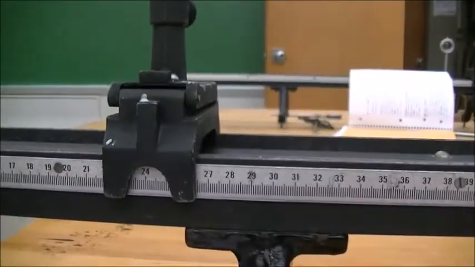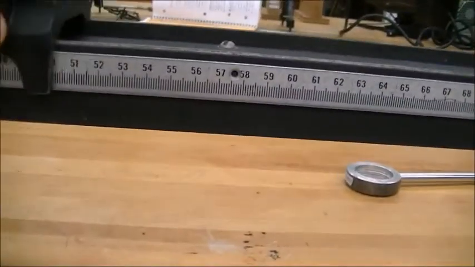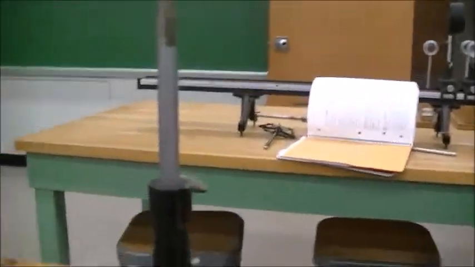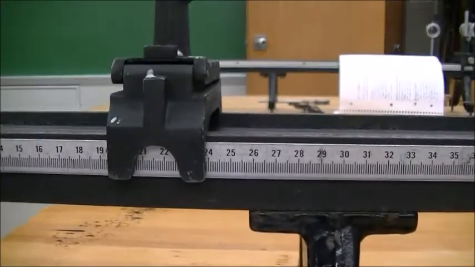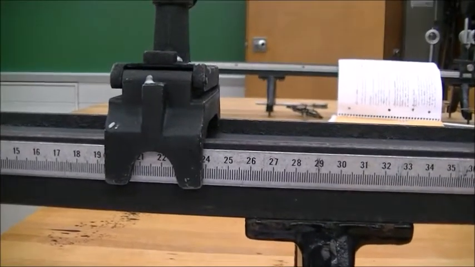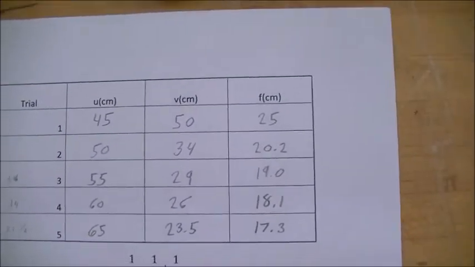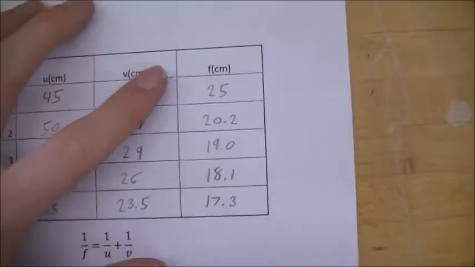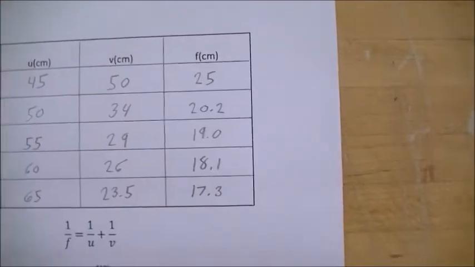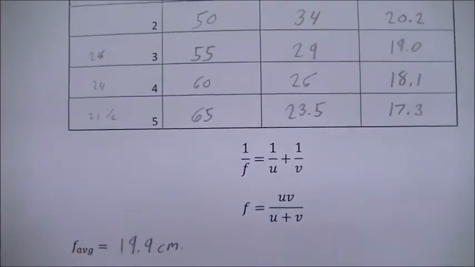Focus lies at about 24 centimeters. This time, to 45 centimeters. And our focus lies at about 21.5 centimeters. Now that we have all of our U and V values, we calculated each focal length for each trial, and taking the average, adding all 5 of these up and dividing by 5, we found that the average focal length for the converging lens was 19.9 centimeters.